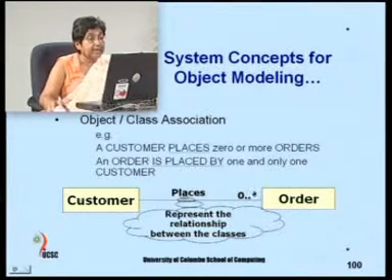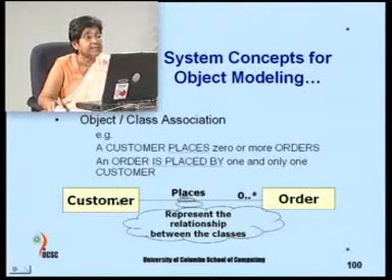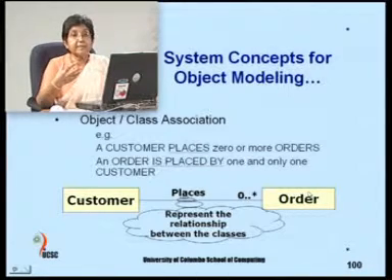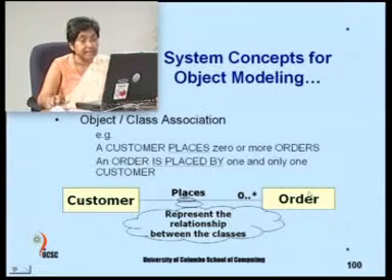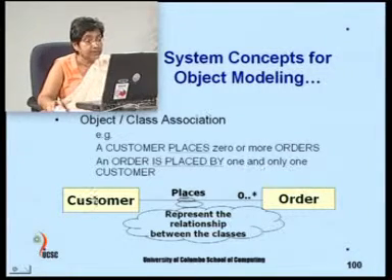At any given time, he may have placed no orders or he may have placed more orders. On the other hand, you can say an order is placed by one and only one customer. When you read the relationship this way, it means if you take one single order, it can be placed by only one customer, because one order cannot come from several customers. For a particular order, it should arise from only one customer.